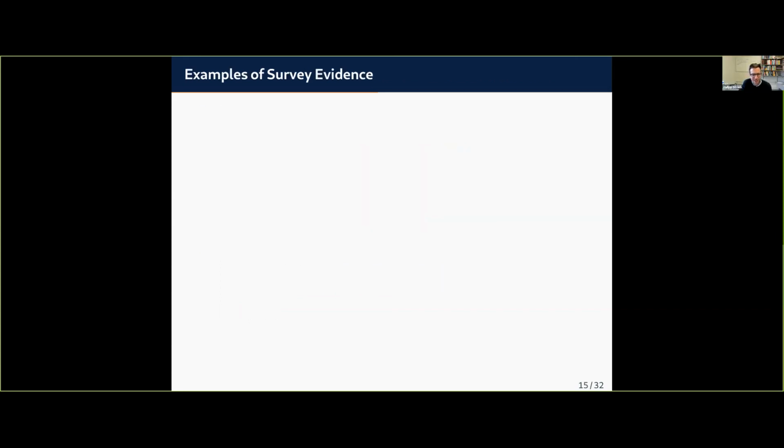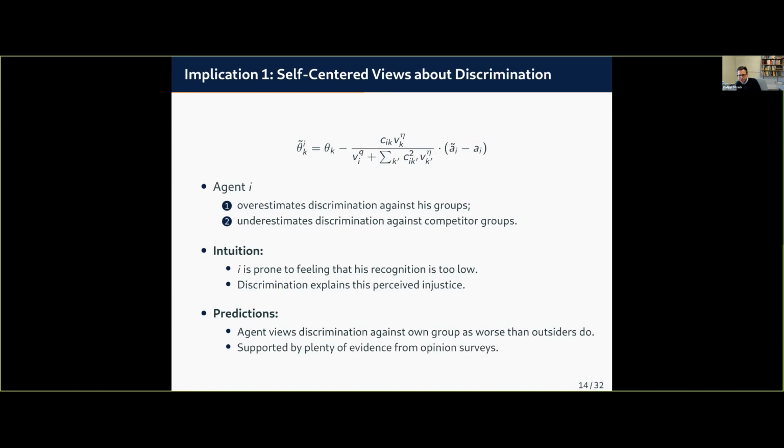Okay, so one prediction of this is that you view discrimination against groups you are a member of as worse than other people view discrimination against that group. And that makes a prediction of disagreement about the extent of discrimination in society. So this very simple model explains why we are disagreeing about discrimination in society.